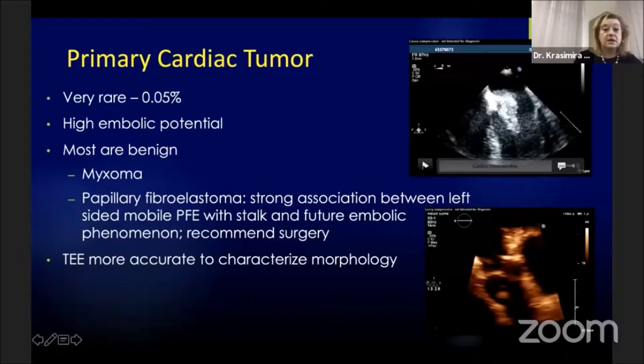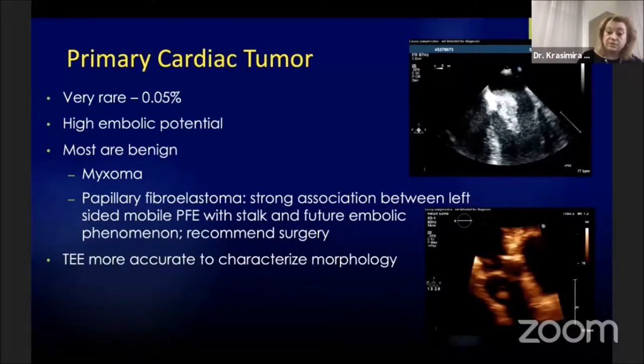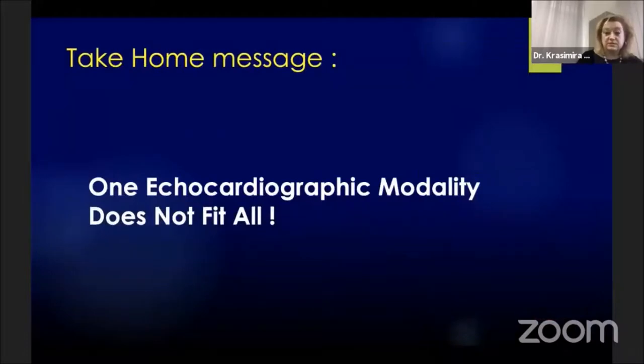embolism. Primary cardiac tumors are very rare, less than 1%. They have a high embolic potential. We could find myxoma and papillary fibroelastoma. I'm sorry, the video is not moving here. Papillary fibroelastoma is strongly associated with a left-sided mobile mass and a stalk, with future embolic phenomena. Transesophageal echocardiography is the most accurate modality to characterize these.